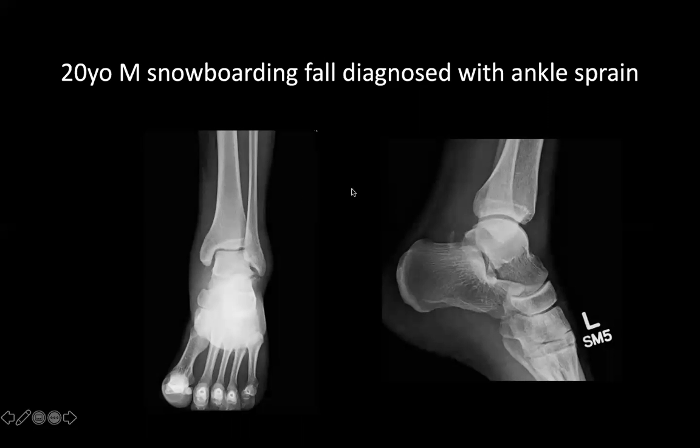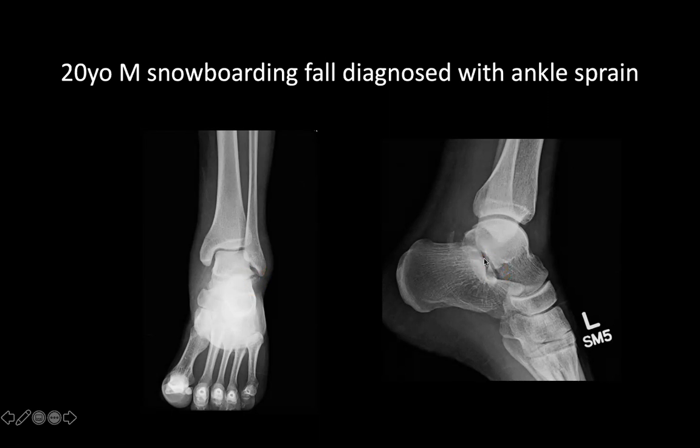This is a 20-year-old snowboarder diagnosed with an ankle sprain. He comes in and he's still got pain. What's the diagnosis? Well, what I'm trying to get at is that he's got a little lateral process fracture here. You can see it on the AP. You can kind of pick out that there's something going on there on the lateral view.